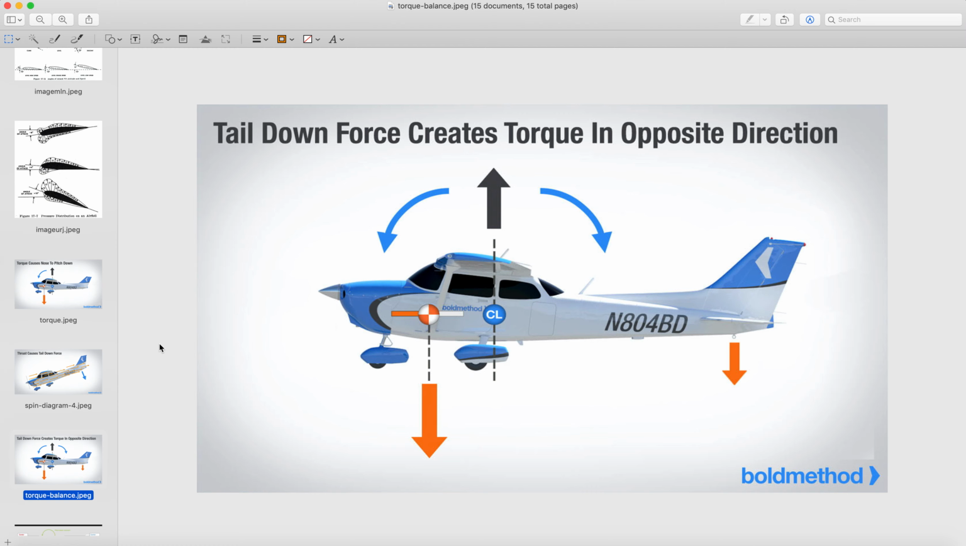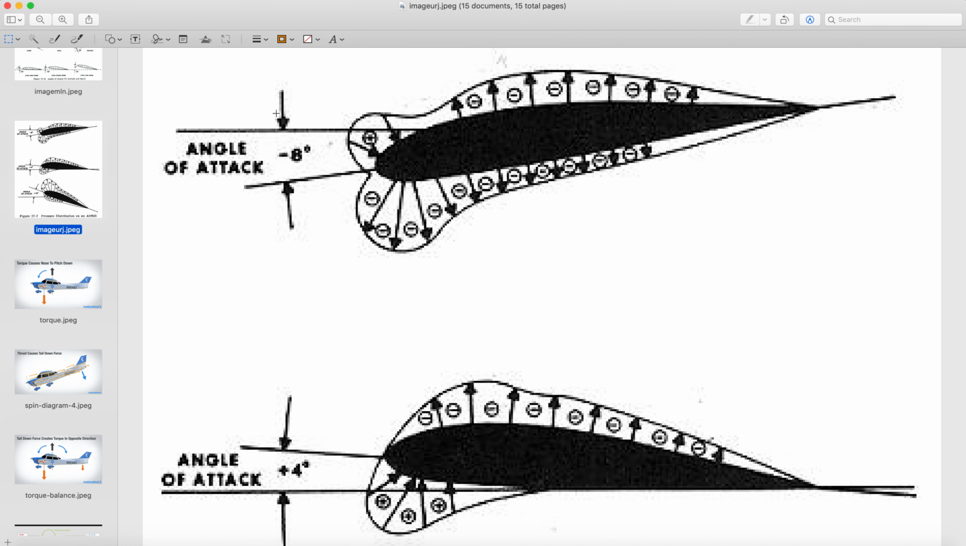And more than that, I'm just going to come back here a second. This is another thing: when you have the angle, this is called the chord line, which is the center of the wing. When you have the chord line of the wing at minus 8 degrees below zero, this is all negative pressure. There is no positive. There was no lift happening.